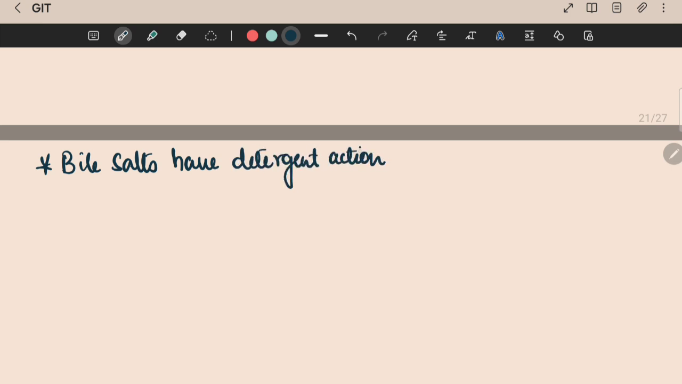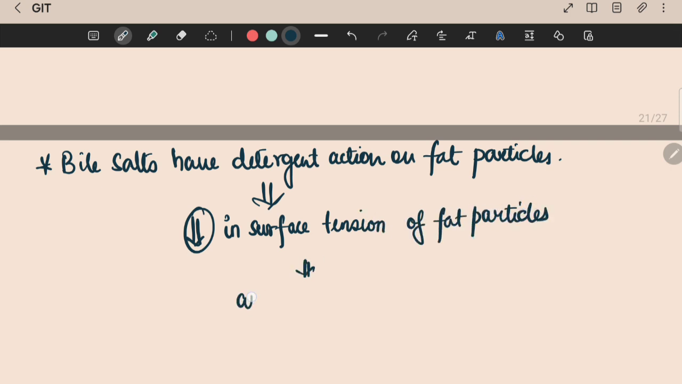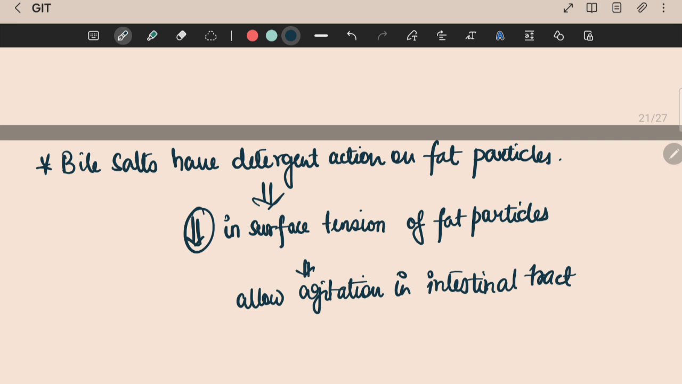Now what is actually happening? Always write that bile salts have detergent action on fat particles. And how is this happening? It leads to a decrease in surface tension of fat particles, and this will allow agitation in the intestine. Okay, so that was about emulsification, which allows agitation in the intestinal tract.